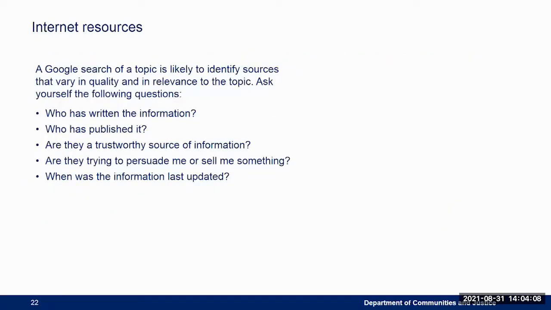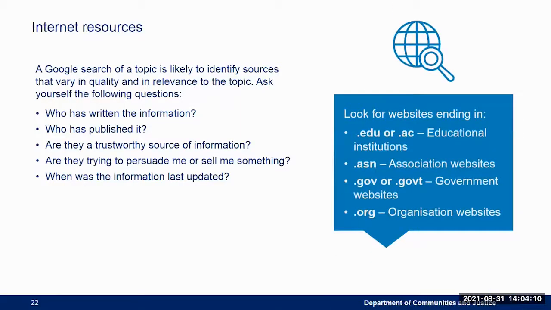So the other place you could be looking is just doing a Google search, and that's going to give you organisational documents, grey literature, government, non-government. Obviously when you're doing a Google search, it really varies in quality and in relevance to your topic. And obviously you need to ask a lot of questions around who has written it, who has published it, is it trustworthy, when was it updated, is it outdated, is it current?